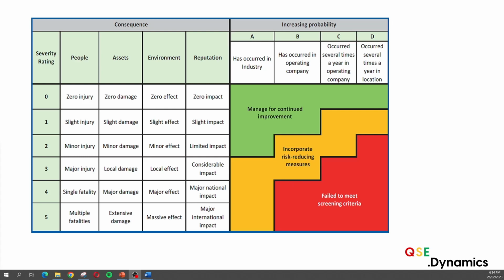And then of course we get the same for red. We're saying failed to meet our screening criteria. Maybe it would be nice in this case to say it's failed to meet the criteria, stop work, or some kind of more stronger call to action. So if we fall on this, we know that we have to take additional actions.